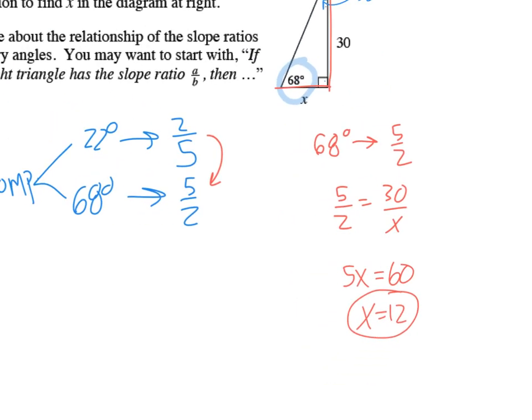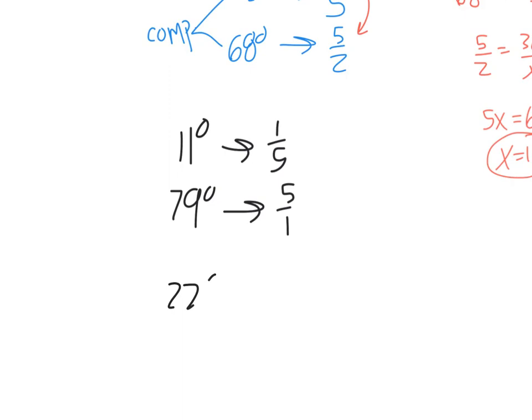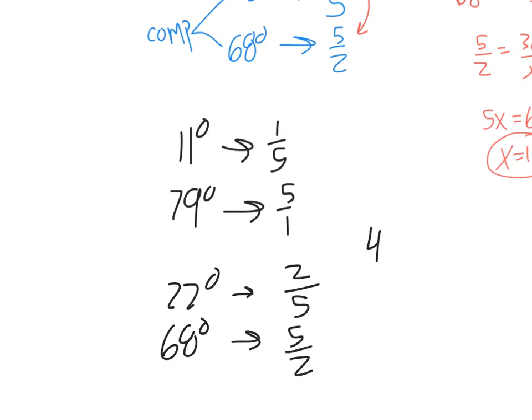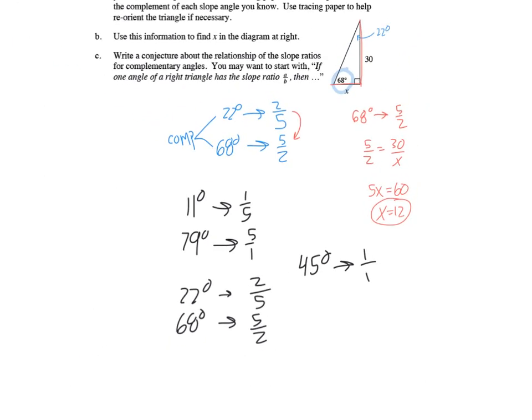So now we've expanded our horizons in terms of understanding that we don't just have a slope ratio for 11 degrees, which we know is 1/5. We also know that for 79 degrees, that ratio would be 5/1, because we know those are complements. We also established that 22 degrees and 68 degrees are complements with one another, so 2/5 and 5/2. The reciprocal of a 45-degree slope angle is just 1, as when you flip 1/1, that still yields just 1.